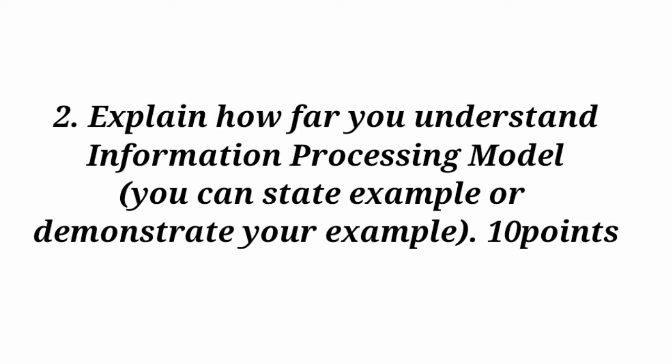Explain how far you understand the information processing model. You can state an example or demonstrate your example. So, allow me to first explain to you the information processing. Information processing is the name given to the process that a performer goes through when they make decisions. It describes the three distinct stages of cognitive processes underlying the event responsible for the production of motor skills. These are the perceptual stage, the decision-making stage, and the programming stage.